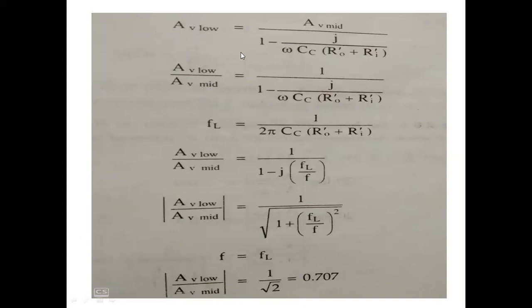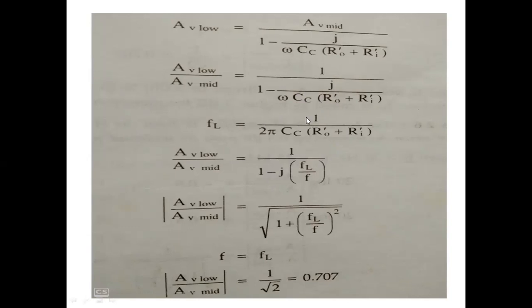Okay, so this can also be written as AV low by AV mid is equal to 1 by 1 minus j by here, omega means 2 pi f. If you substitute in place of omega at the denominator, we have 2 pi f Cc (Ro' plus Ra'). So let us take 1 by 1 minus j, and here we have 1 by 2 pi Cc (Ro' plus Ra').